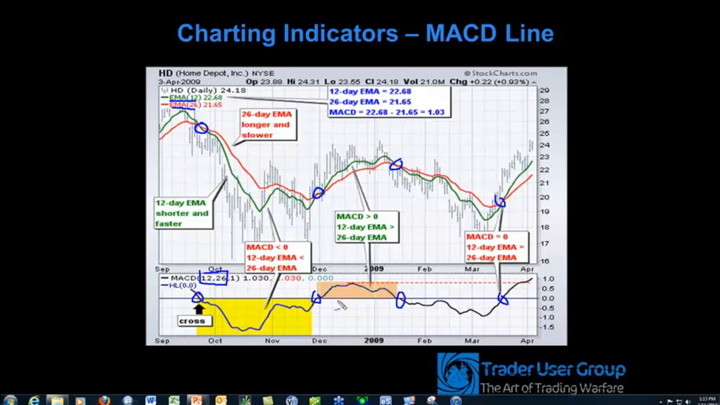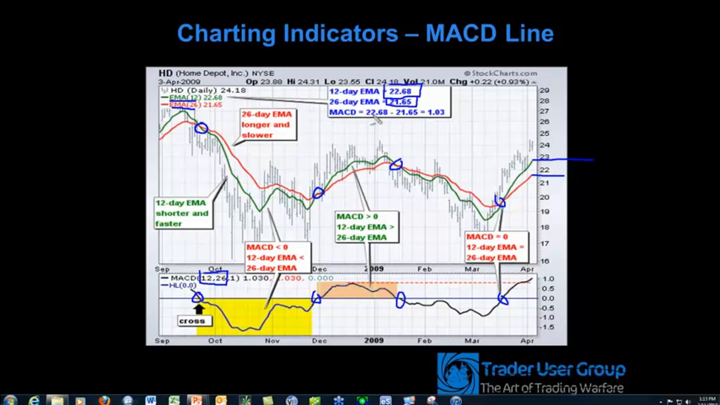So this is the MACD line. This is just one of the lines in the MACD. And it represents, as I said, the difference between the 12 and the 26 EMA. So if we look at the current price over here, you'll see that the short-term moving average, or the 12-day, is at 22.68. So right there, if we were to plot that on the graph, it's at 22.68. The 26 EMA is at 21.65, so it's slightly less, 21.65.